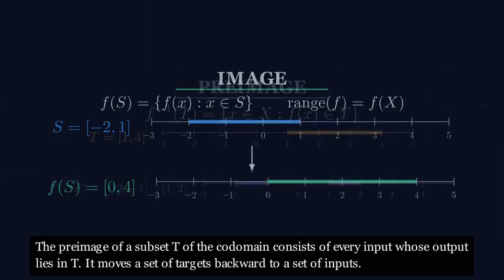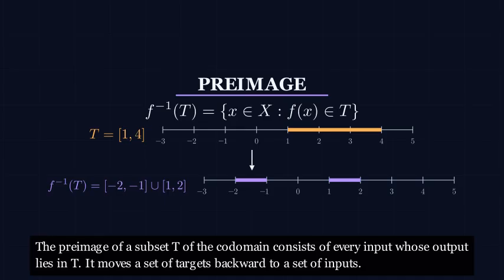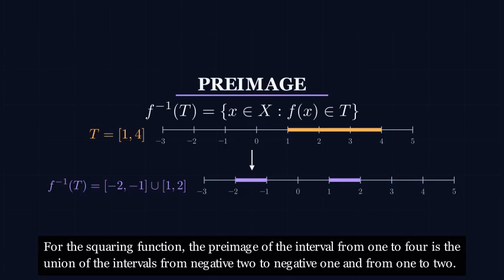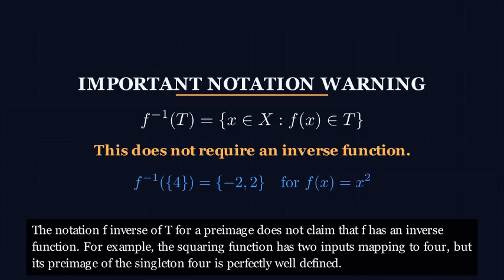The preimage of a subset T of the codomain consists of every input whose output lies in T. It moves a set of targets backward to a set of inputs. For the squaring function, the preimage of the interval from 1 to 4 is the union of the intervals from -2 to -1 and from 1 to 2. The notation f inverse of T for a preimage does not claim that f has an inverse function. For example, the squaring function has two inputs mapping to 4. But its preimage of the singleton 4 is perfectly well defined.